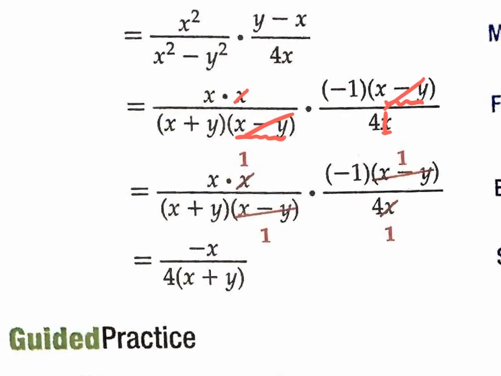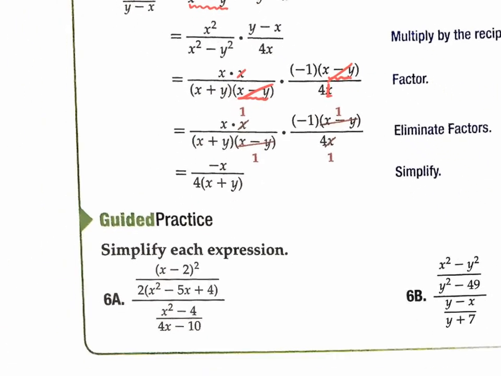Now they did not put the negative 1 over here. I would put it out here and leave this as a positive x, but they just put that negative sign with that x up on top. Both are totally fine. Anyway, we've gone through the examples in the book.